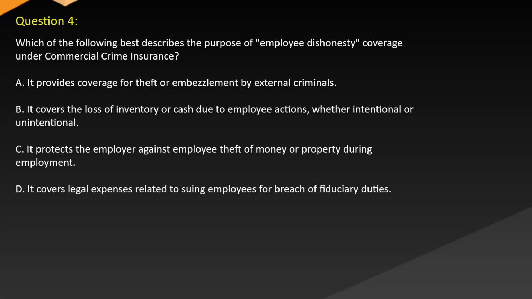Question 4. Which of the following best describes the purpose of employee dishonesty coverage under commercial crime insurance? A. It provides coverage for theft or embezzlement by external criminals. B. It covers the loss of inventory or cash due to employee actions, whether intentional or unintentional. C. It protects the employer against employee theft of money or property during employment. D. It covers legal expenses related to suing employees for breach of fiduciary duties.